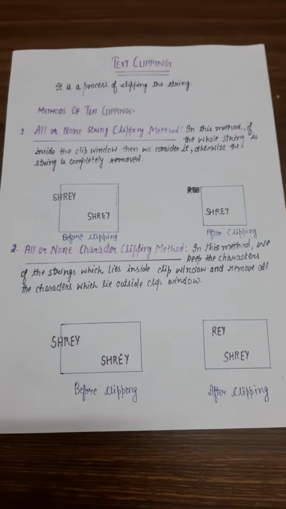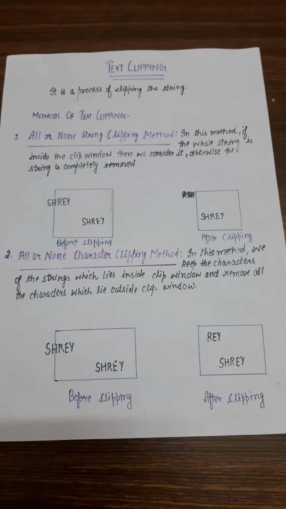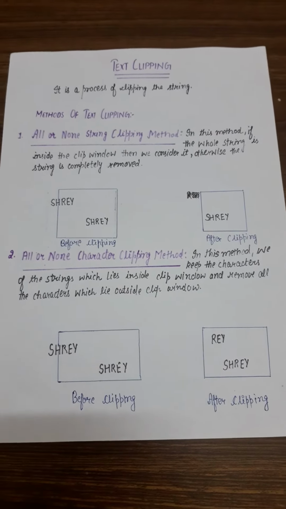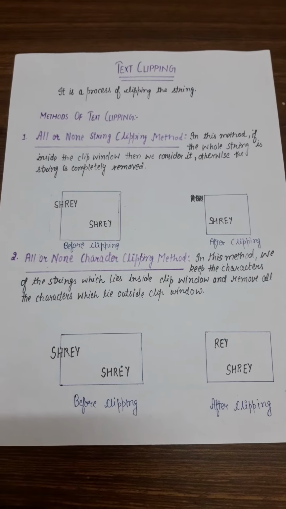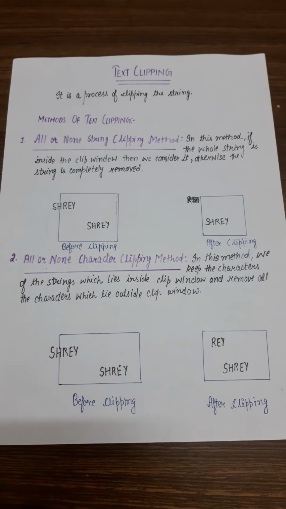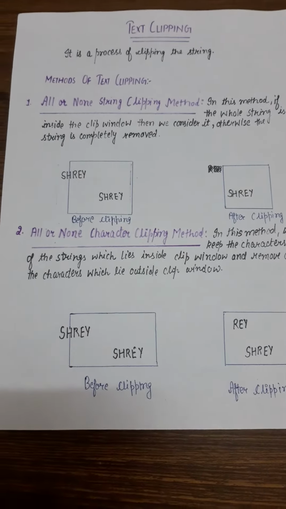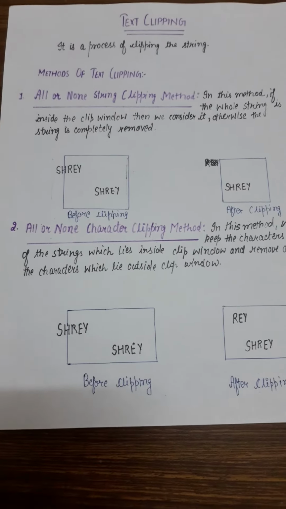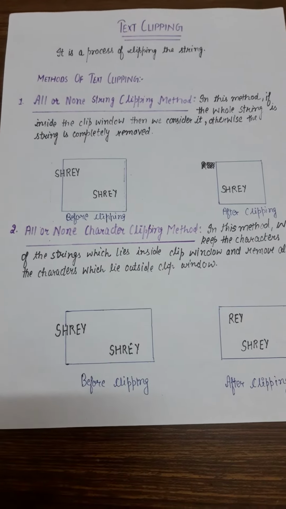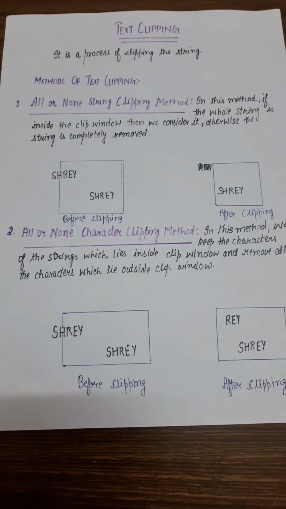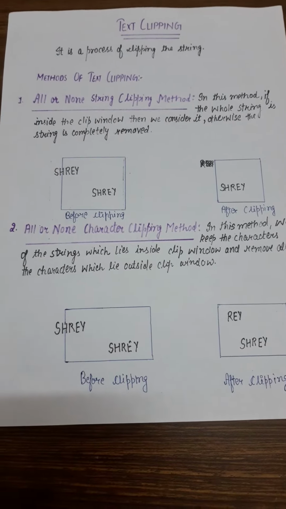So next is the all or none character clipping method. In this method, we have to retain either the whole character or not at all, right? So in this diagram, you can see there are two values of "Shrey". In the upper "Shrey", the clipping window was in the midst of the H.